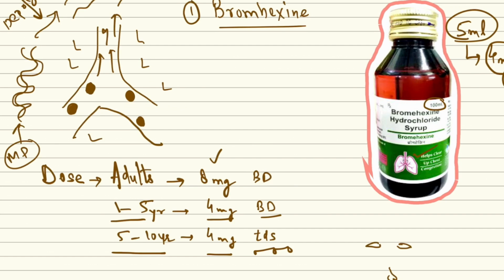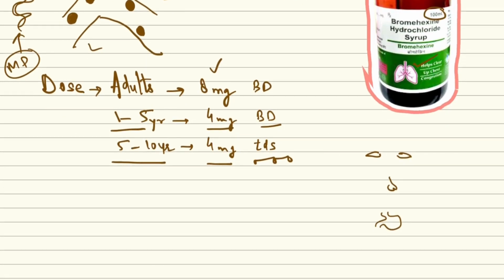Since it breaks down the mucus and converts thick mucus to thin form with the use of this bromhexine, it also thins out secretions in various other parts of the body, and thus produces various side effects. Like in the eyes, it thins the secretions, and that can cause a lot of lacrimation. In the nose, it can cause rhinorrhea.